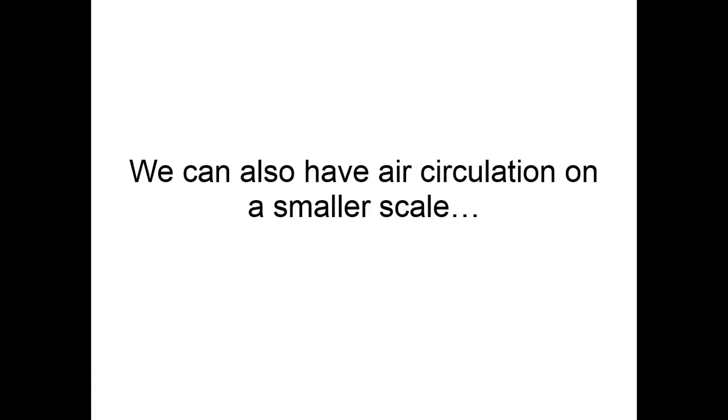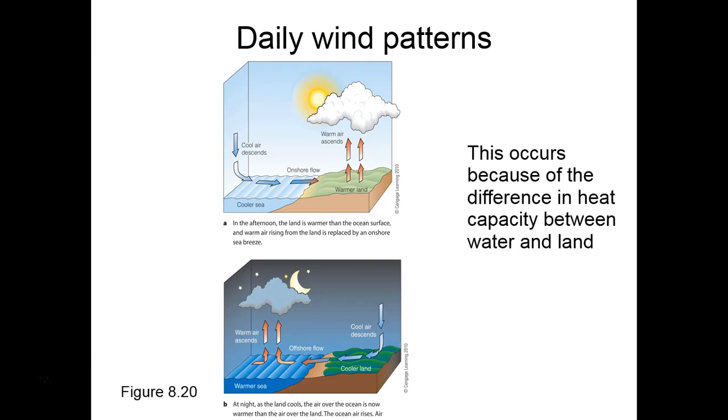So what we talked about previously was all large-scale circulation patterns and global climate. But we can also have air circulation on a regional or a smaller scale. So that's what this lecture is on, and it includes information about weather.